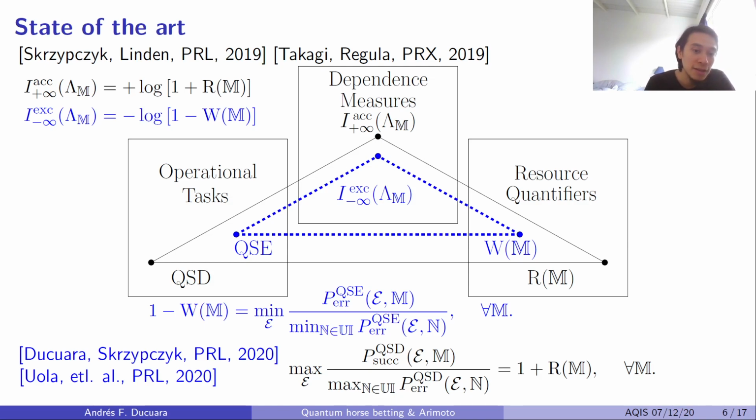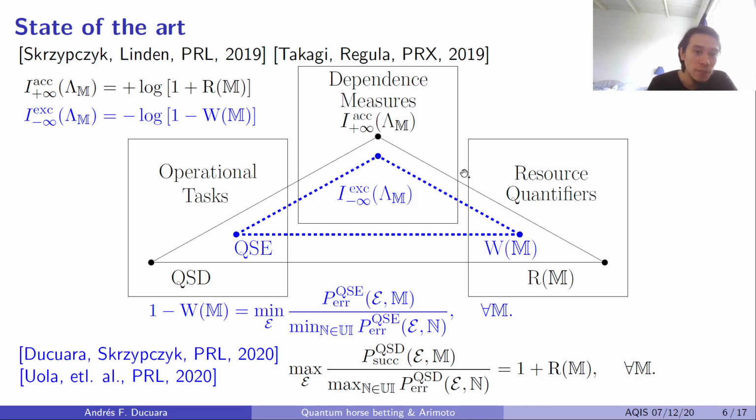So for instance, the first one, which was first derived, is the one in black, which states that from the side of operational tasks, quantum state discrimination is connected to the quantifier of generalized robustness, and they are also connected to the quantity called the accessible information. In parallel to this work, it was also derived that there is a second correspondence linking quantum state exclusion to the quantifier of weight of informativeness, and to the excludable information.